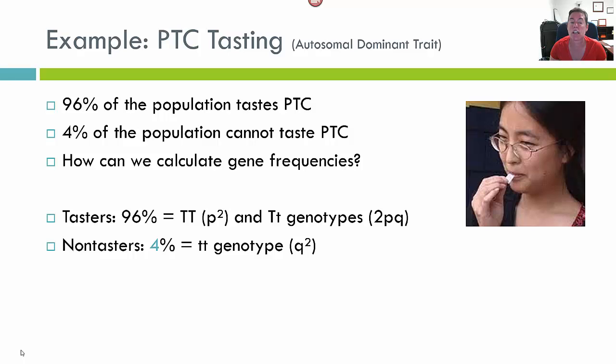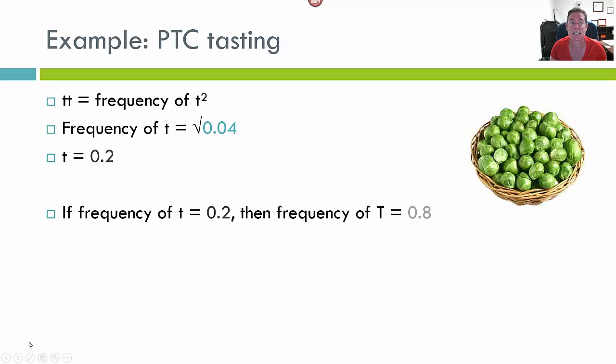96% of the tasters constitute both the homozygous dominant genotype frequencies as well as the heterozygote genotype frequencies, so the p squared plus the 2pq. Because it's a dominant trait, you only need one allele to actually taste it. The non-tasters, the 4% of the population, are the homozygous recessive genotypes. With PTC tasting, the two little t's, the homozygous recessive, equals the frequency of t squared, recessive t squared.